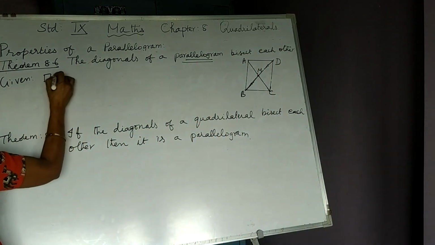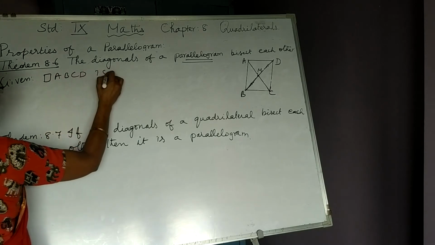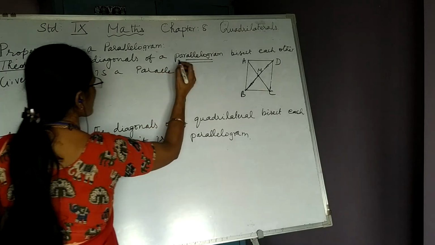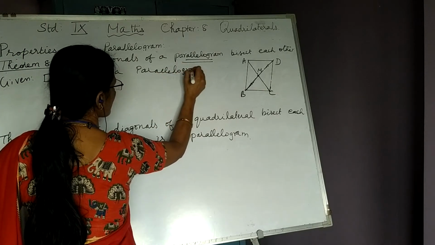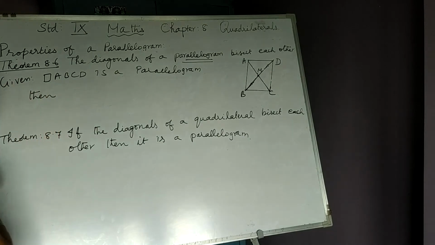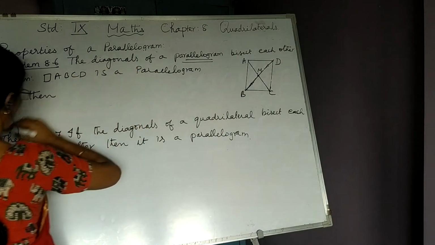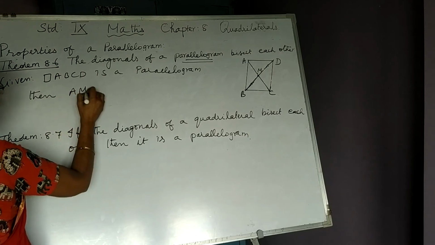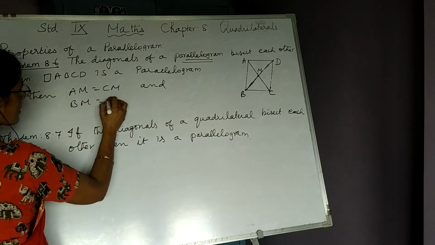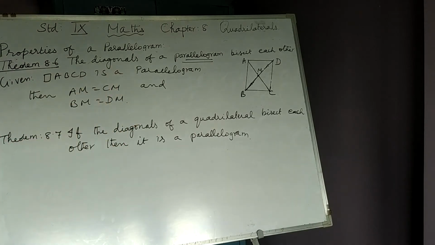So what we are given? Given quadrilateral ABCD is a parallelogram. Because it is a parallelogram, what we can conclude? We can conclude the diagonals bisect each other. So if ABCD is a parallelogram, then AM equal to CM and what? And BM is equal to what? Equal to DM. So the theorem is, in any parallelogram, we find the diagonals bisect each other.